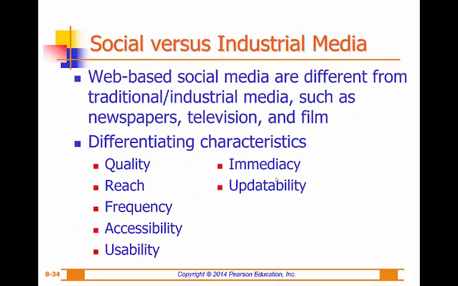So social media is different than traditional industrial media such as newspaper, television, and film, just because it's much more portable. The quality is going to be very different. The reach of it is going to be different, at different costs. All these things kind of play into that. So the usual media was pretty much one way.